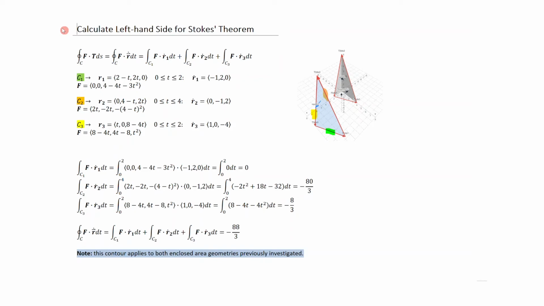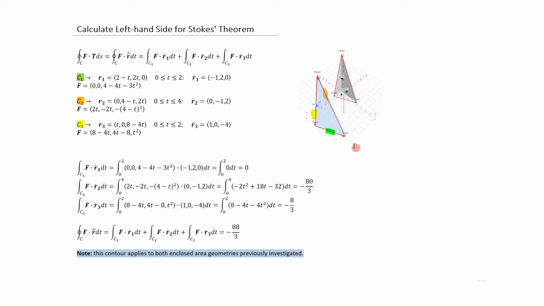All right, so now let's calculate the left-hand side of Stokes' theorem. We're basically just looking at the contour, which consists of three separate segments. That is C1, C2, and C3, and I've color-coded them here. We've got C1 in green, we have C2 in orange, and we have C3 in yellow. So we're basically going around the contour in this direction shown here. So we're going to have to parameterize each one of these segments.